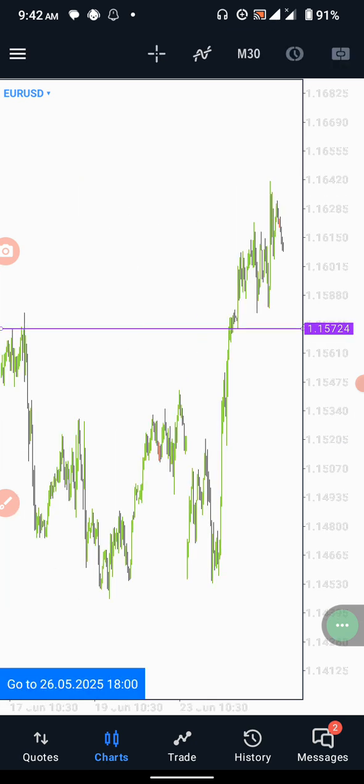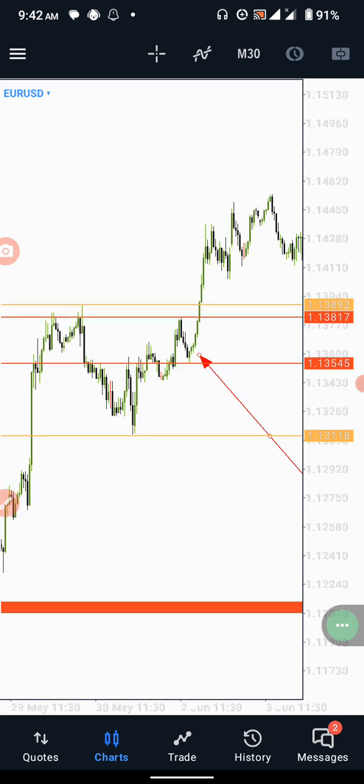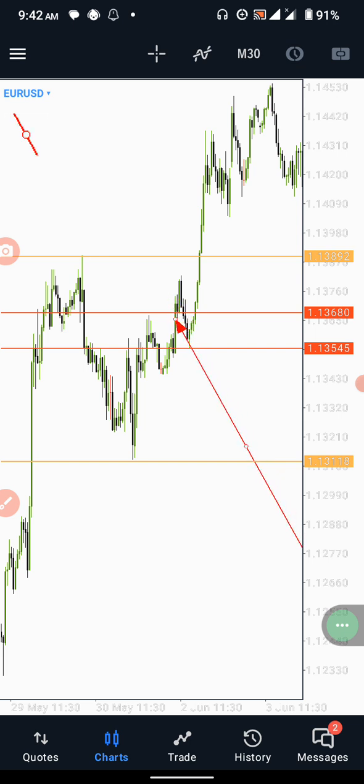What of M30? Let us see M30. Do we have it in M30? Yes, in M30 we have. Someone might call it a Quasimodo. High, low, higher high. Then the market broke here, it came back here, it went up. So this is an entry.